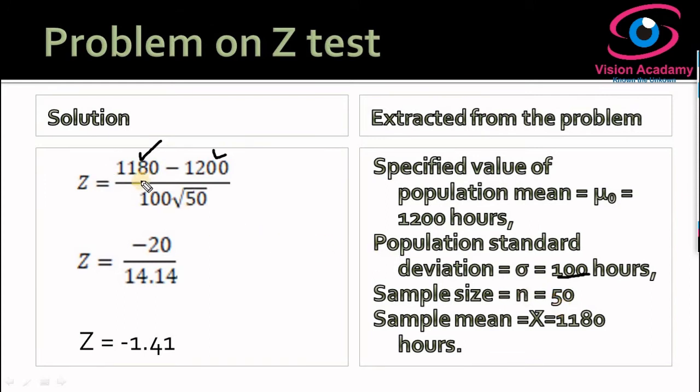So if you subtract 1200 from 1180, you will get minus 20. First take the square root of 50 and divide 100 by it, and you will get 14.14. When you divide minus 20 by 14.14, you will get the z tested value as minus 1.41. So in this step, we tested the hypothesis using the appropriate test, that is the z test. Now we have to take a decision based on the tested value and the critical value.